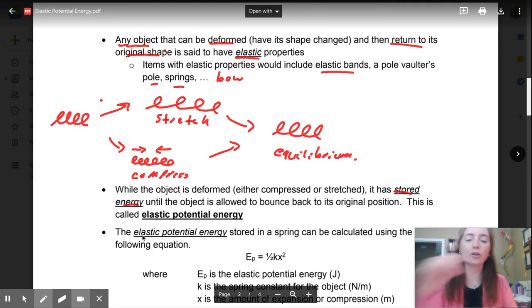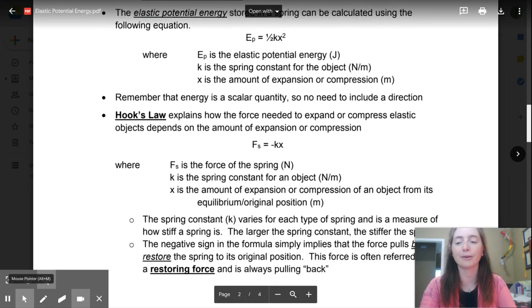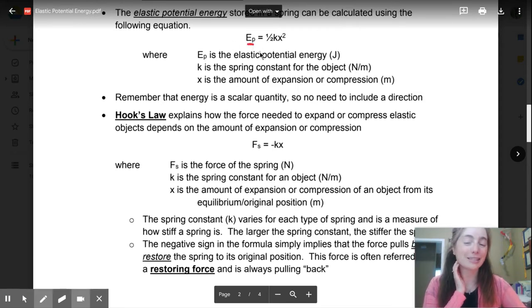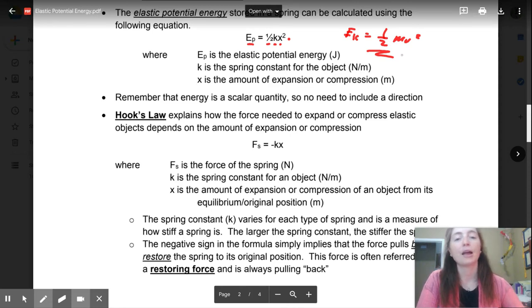So our equation for elastic potential energy is very, very similar to our kinetic energy equation. Elastic potential energy is E = 1/2 kx squared. Well, look at this, ladies and gentlemen: E_k is 1/2 mv squared. You remember that equation from last year? The kinetic energy equation is going to haunt you for the rest of your physics career. We're going to use this equation in the exact same manner as that one as far as rearranging.